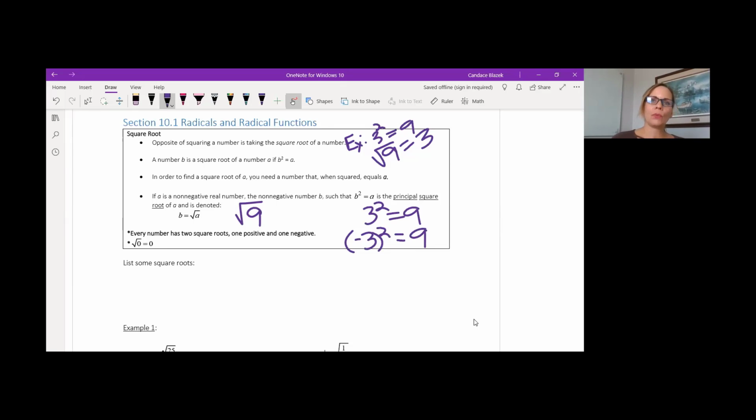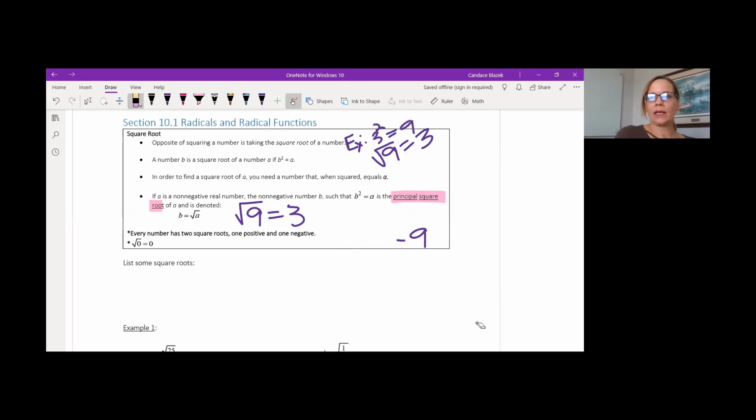Now in math, we have to have exactness, right? And so it's important. What this principal square root is saying is that if you use that square root symbol, the square root of 9 is going to be the principal square root. And so we say it is going to be equal to 3.